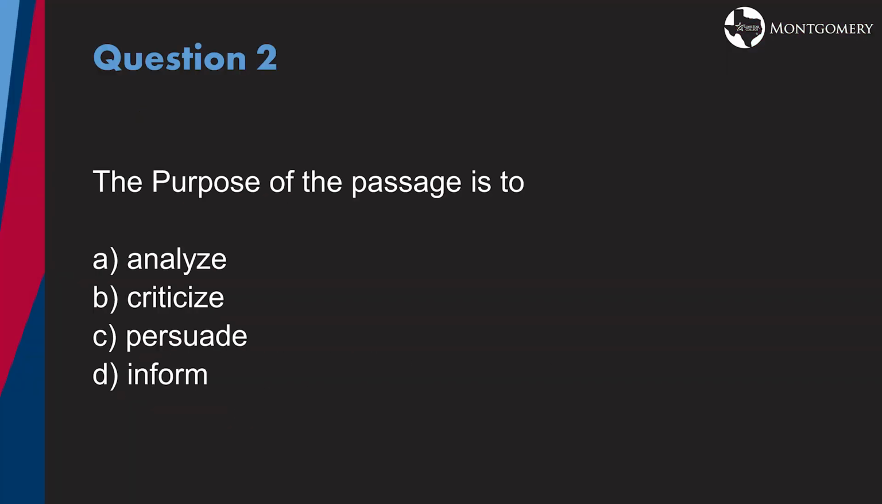This next question is still about our first passage. The purpose of the passage is to A, analyze, B, criticize, C, persuade, or D, inform. As we go back through our passage, it isn't really analyzing anything, so you can cross that off. It's not criticizing either. It's not trying to persuade us to one point of view or the other. It's actually trying to inform us on what's happening. So D is our correct answer. Just try to become familiar with crossing off as many of these answers as you possibly can.